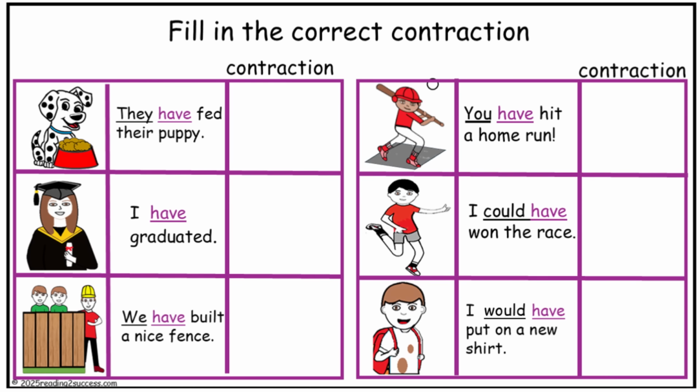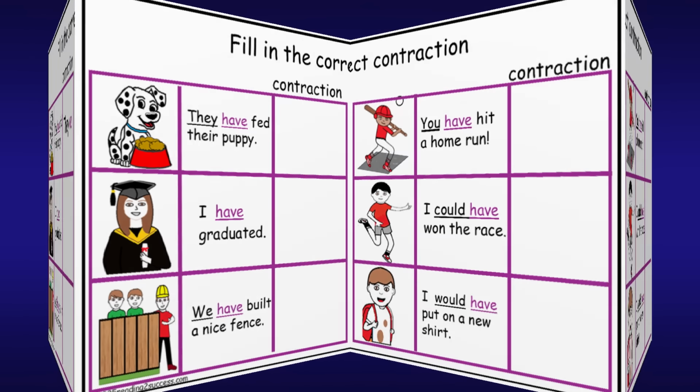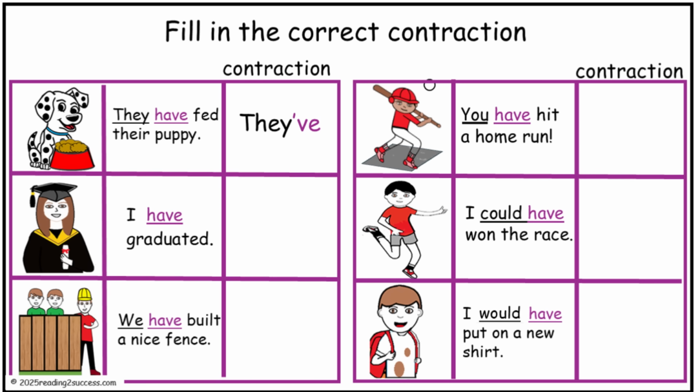Now have kids complete this practice page. They need to fill in the correct contraction for each sentence. Demonstrate the first sentence for them. They have fed their puppy. They have needs to become a contraction, which would be they've. And it's THEY apostrophe VE, and it has a capital because it is the first word in the sentence.